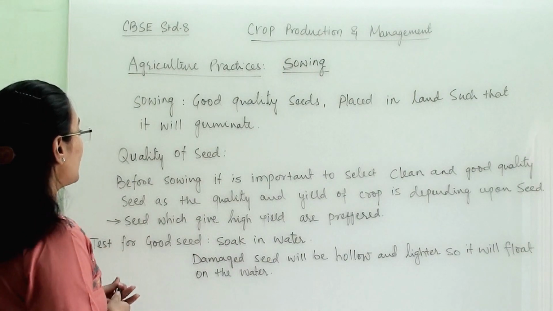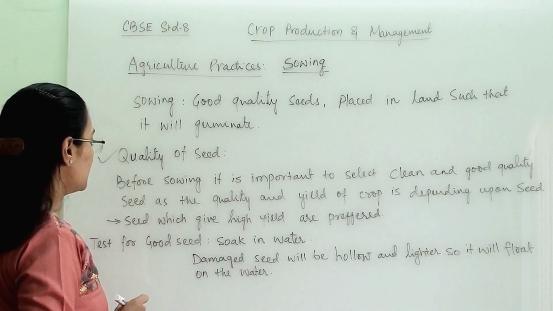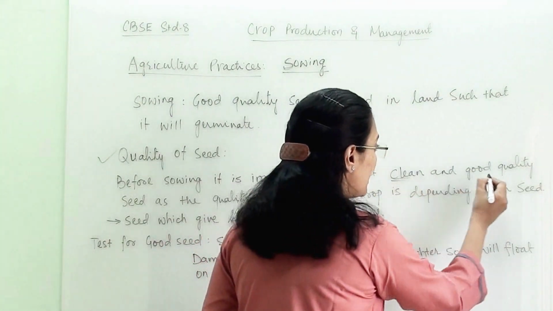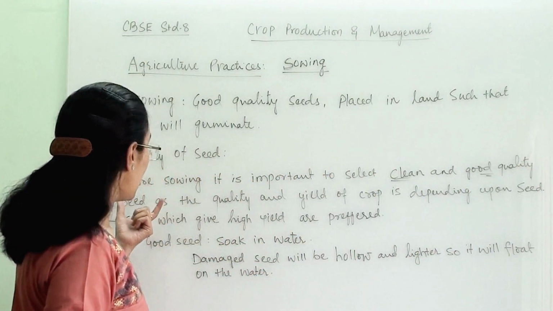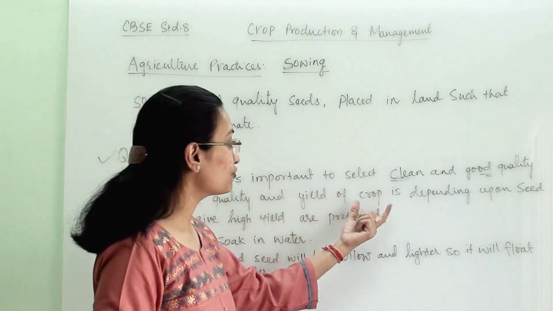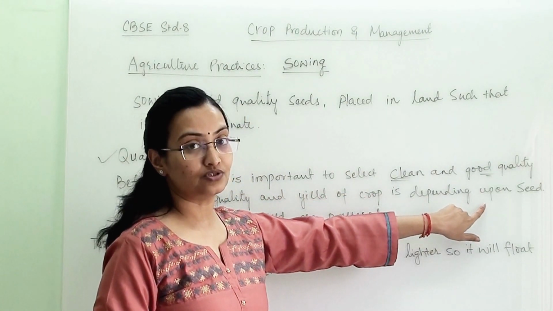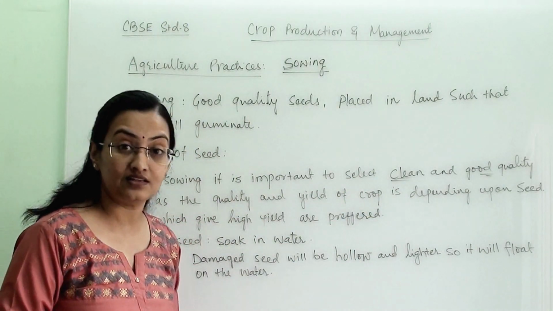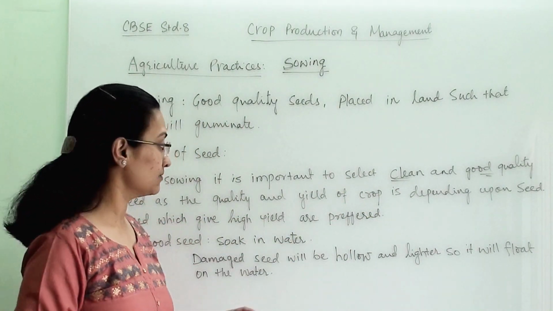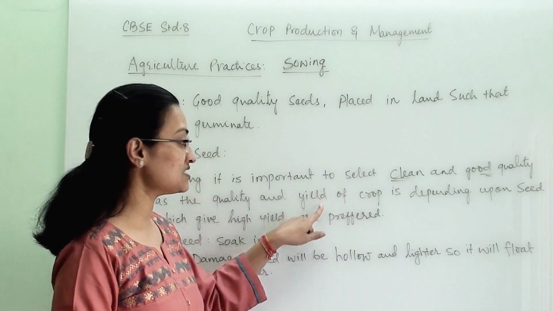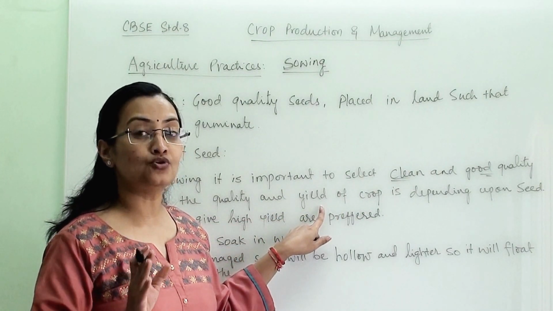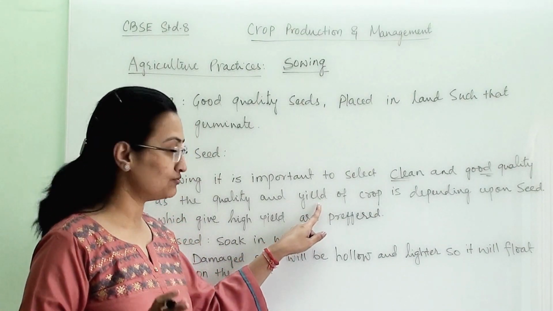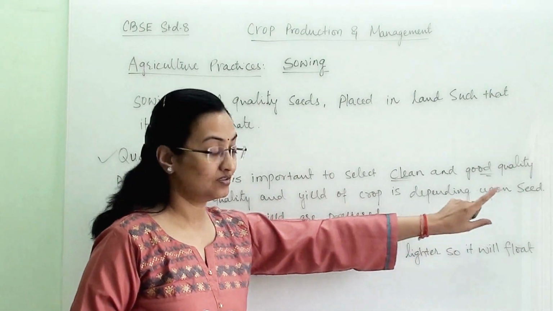Then, why is the quality of seed important? Before sowing it is very important to select clean and good quality seed, as the quality and yield of the crop depend upon the seed. This is one of the biggest reasons why our seeds should be healthy and clean, because the yield of the crop, meaning what amount of crop you will get at the end of farming, depends upon the seed.